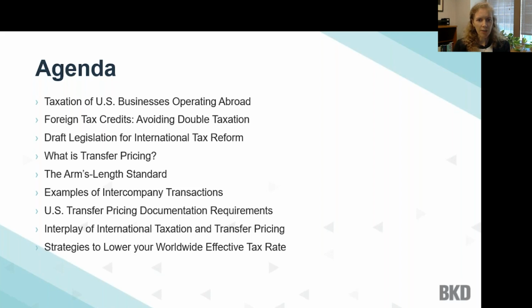Then we'll move into transfer pricing and discussing principles of transfer pricing and ideally showing you how those principles can be used to lower your worldwide effective tax rate. And just, again, kind of thinking about how international tax and transfer pricing, while my background is quite different than Sarah's, they actually go hand in hand and help each other a lot. And so with that, I will pass the presentation over to Sarah.